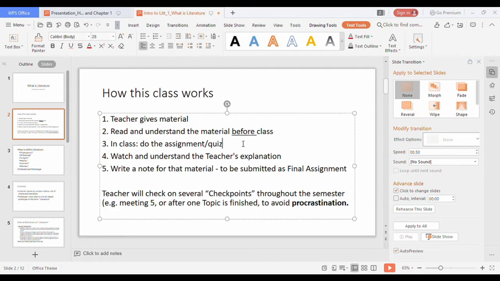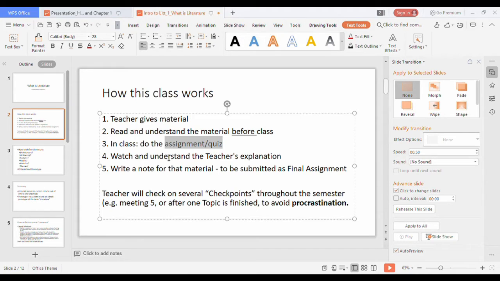The next thing I want you to do is to read and understand the material before class. Now, this is very important because in the next meeting, during the period of this class, when this class is done, I will give you an assignment or a quiz related to that material. So it is in your interest to read, study and understand the material before the class begins. Now, the assignment and the quiz, I call them the weekly assignment and quiz.